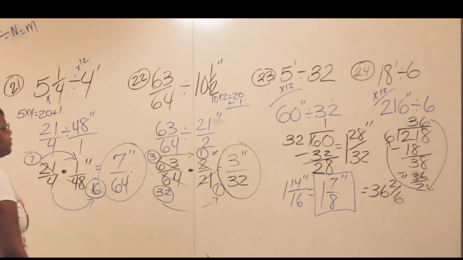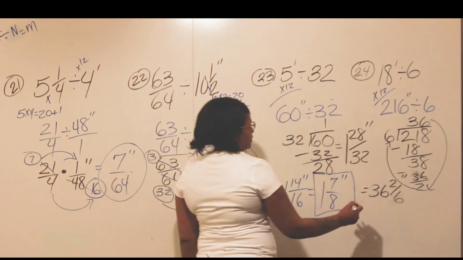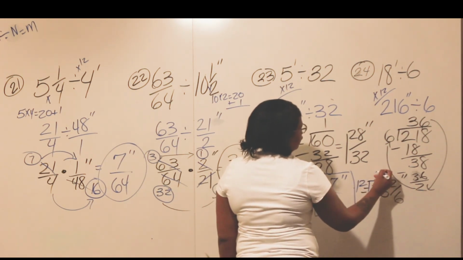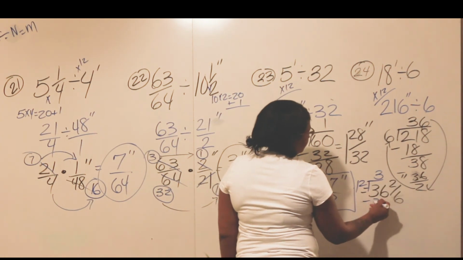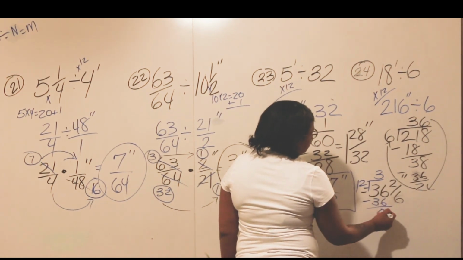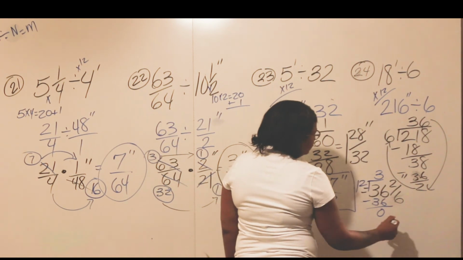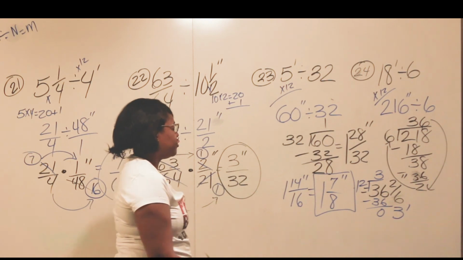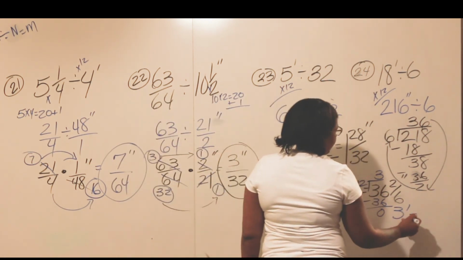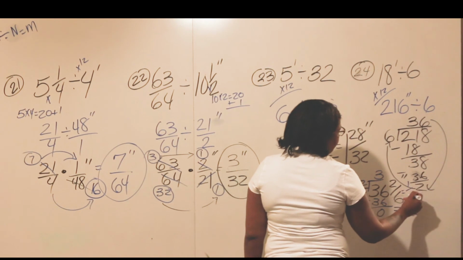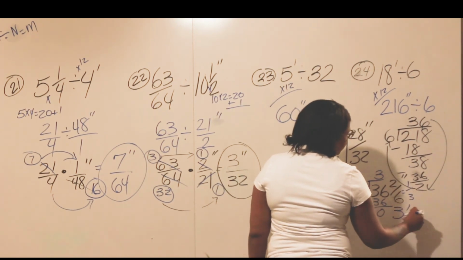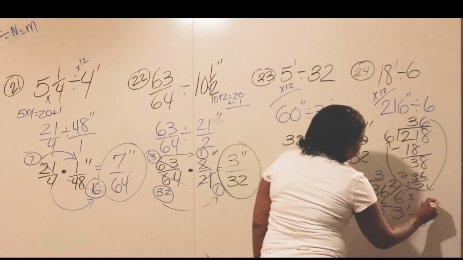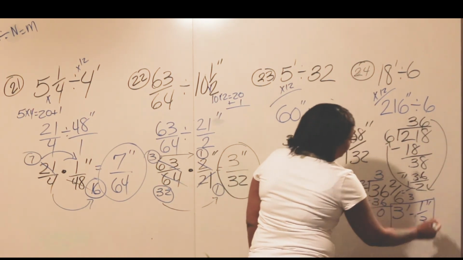So how many feet can we get out of 36 inches? We divide that by 12. 12 goes into 36 3 times. If we take 36 from that, we're left with 0 inches. So now our final answer is 3 feet. Final answer.